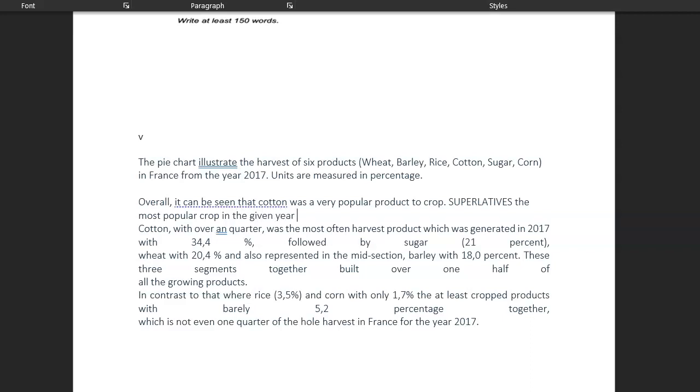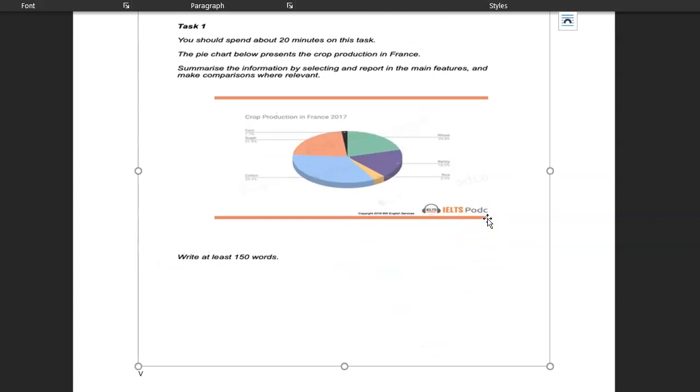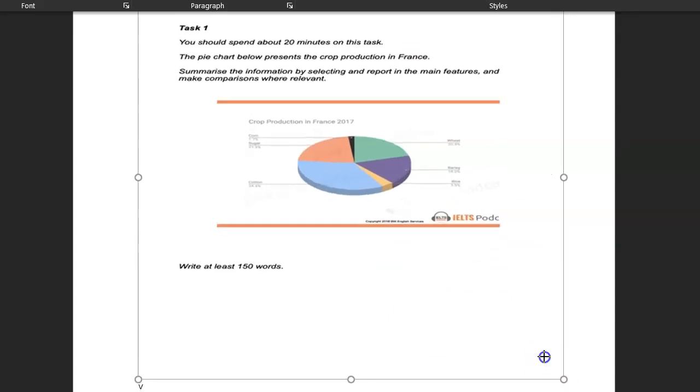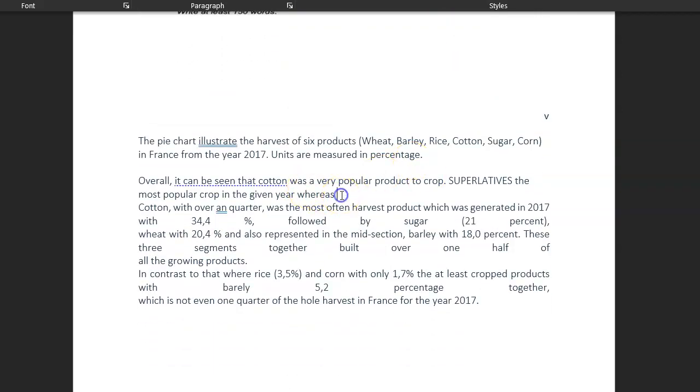And then you could come here. So in your overall sentence, you want to have whereas. I can't remember the smallest one, I think is rice. Oh, it's hard to see it, isn't it? I think it's rice, okay? So whereas rice was the least produced or least grown or harvested even.